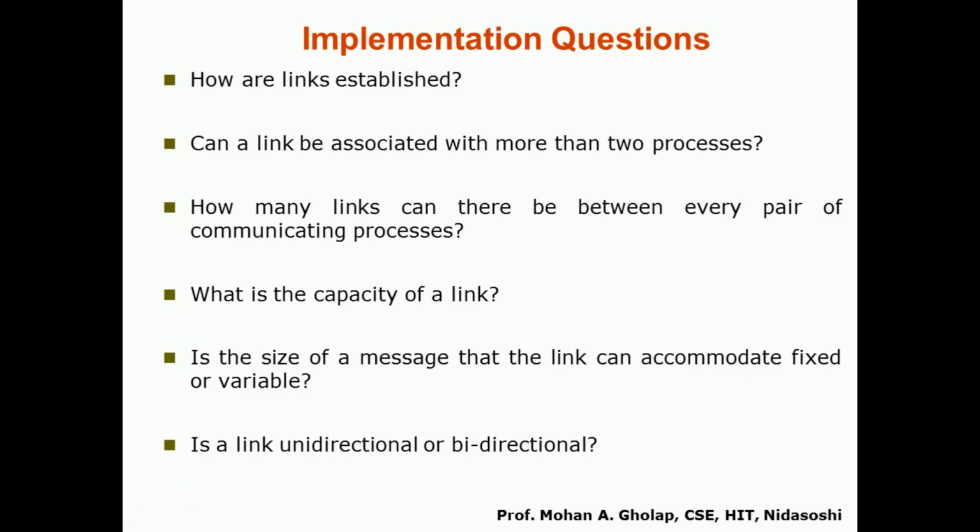When you want to implement this message passing technique, you have to answer some questions. How are the links established? Can a link be associated with more than two processes? How many links can there be between every pair of communicating processes? What is the capacity of a link? Is the size of a message that the link can accommodate fixed or variable? And is a link unidirectional or bidirectional?